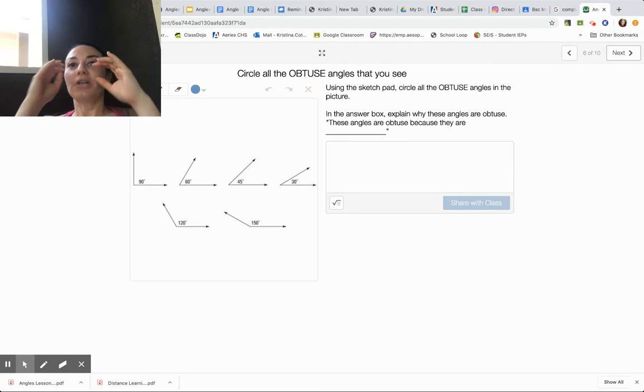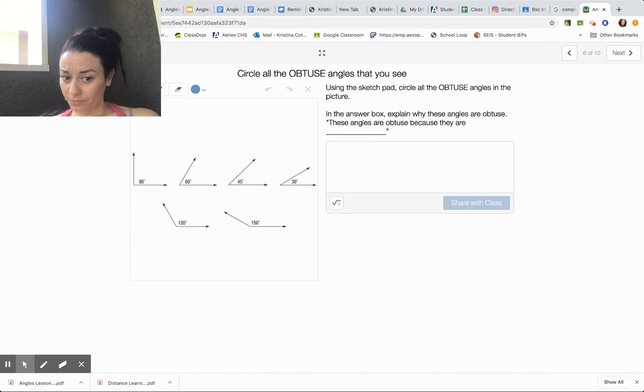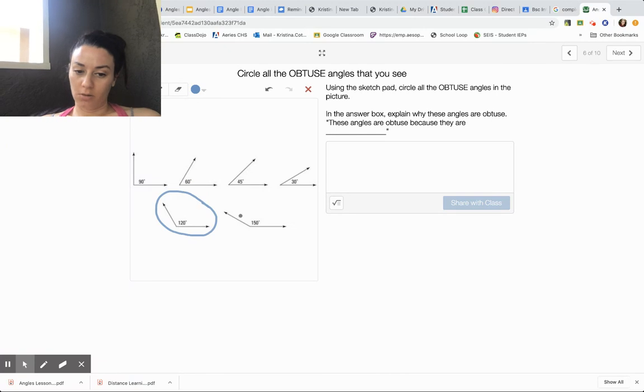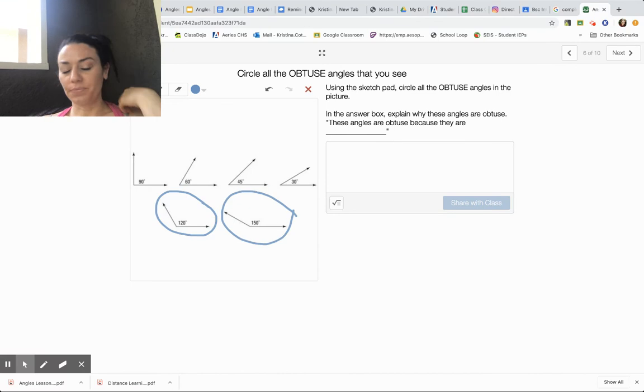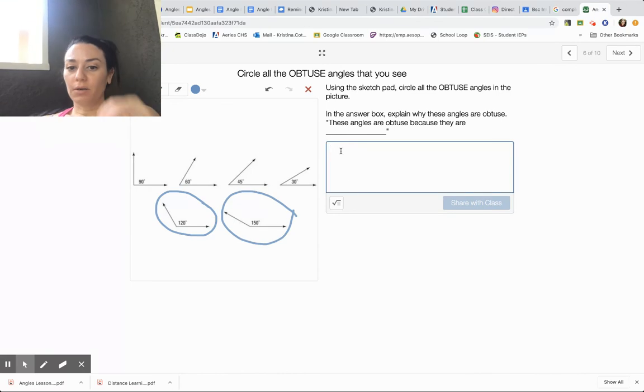So now visually, just looking at all these angles, I've told you an obtuse angle is greater than 90. So are any of the top angles obtuse? Yes or no? No. What about 120? Is that greater than 90 degrees? Yes. What about 150? Is that greater than 90 degrees? Yes. Okay. So those angles are obtuse because they are, I'm just going to say, greater than 90 degrees. They're greater than a right angle.